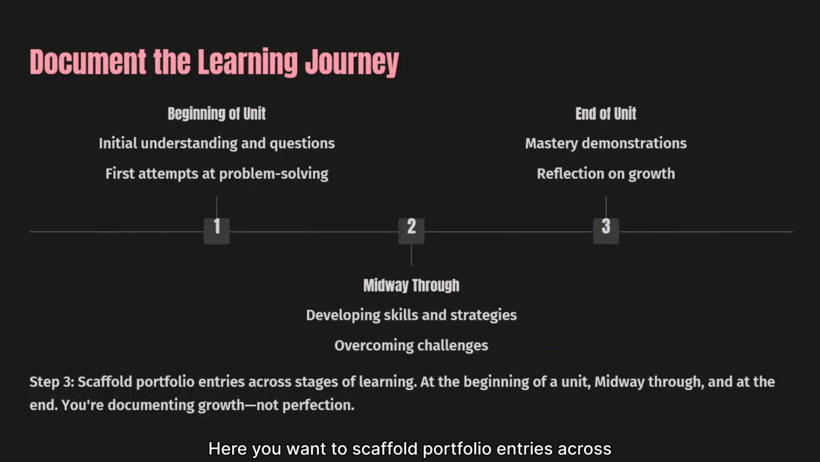Here you want to scaffold portfolio entries across stages of learning. At the beginning of a unit, you can ask, what do you already understand about this concept? What do you wonder? Use AI to explore multiple definitions and ask them which one resonates and why. Midway through the unit, ask, how has your understanding changed? What problem challenged you the most? What's a real world example of this concept? Use AI to help you generate one.